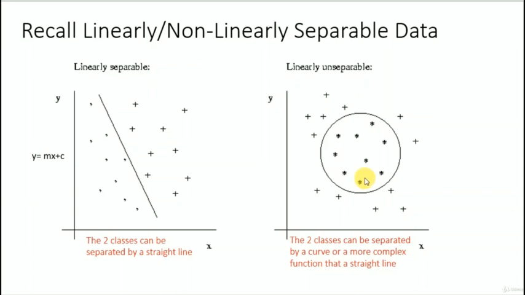So in this case, this is non-linearly separable, meaning that we need a complex function in order to separate these two classes from each other. And this complex function in this diagram is a circle.